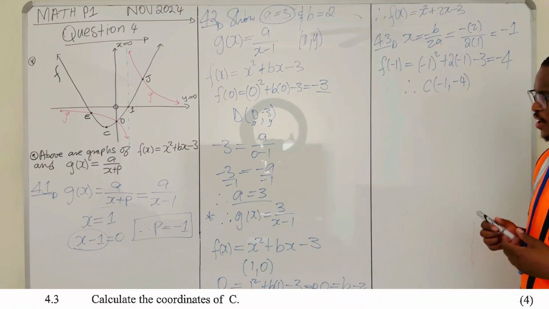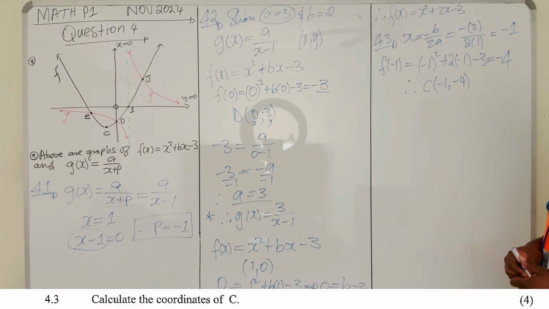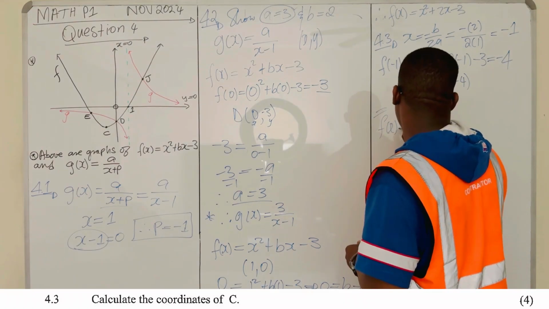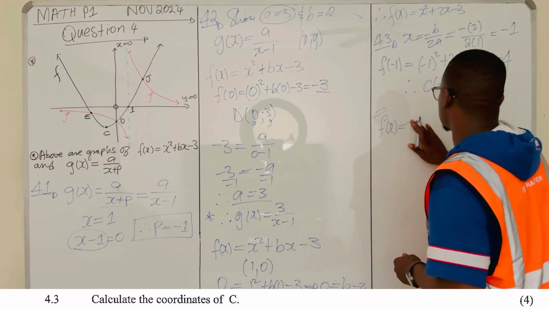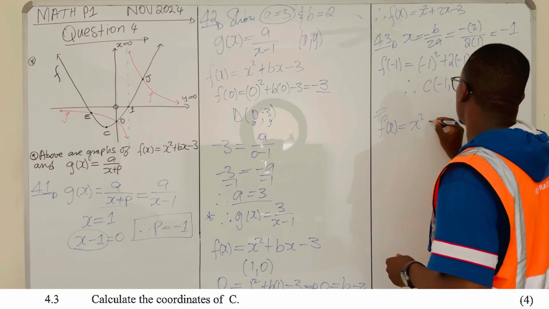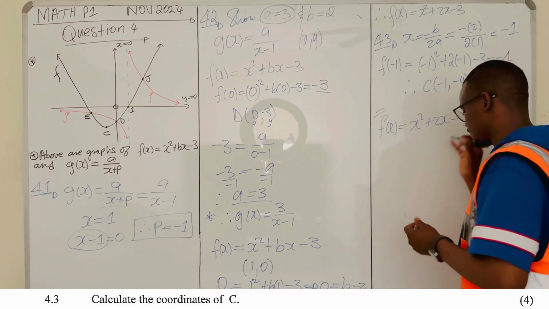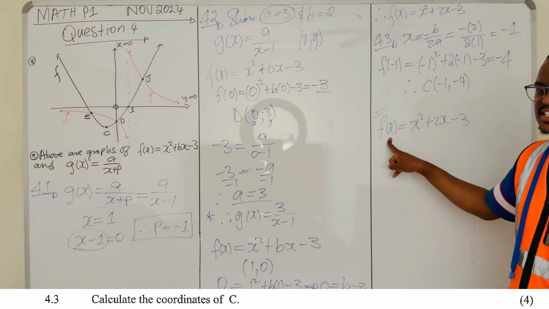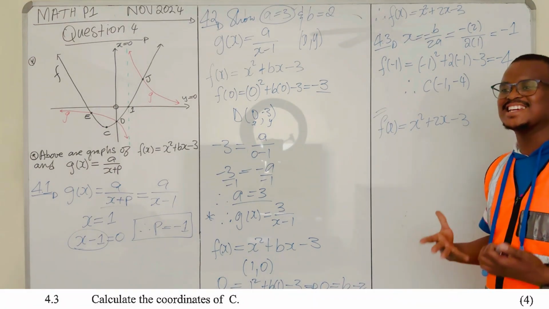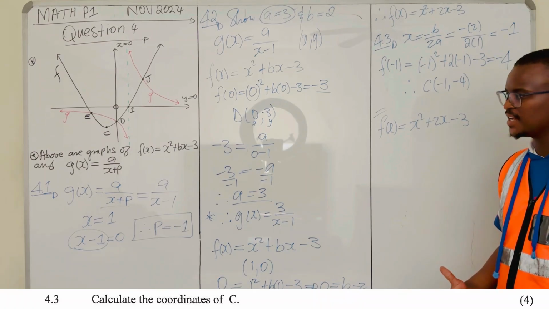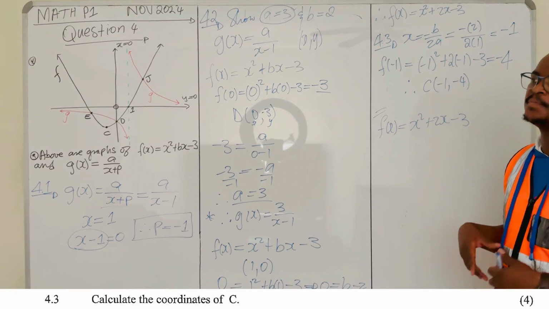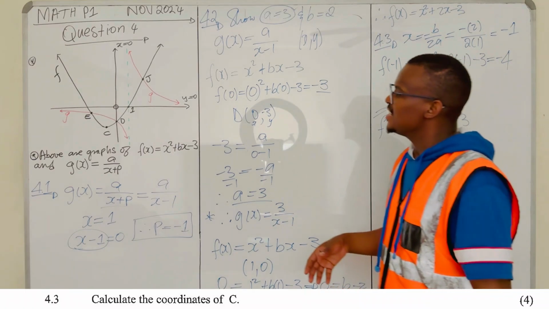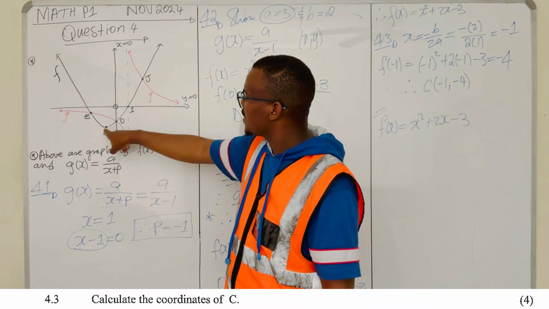Another way you can do this. You can say, okay, I have f of x here to be given by x squared plus 2x minus 3. Are you with me? So what we can do, if we derive this, the derivative gives us a gradient at a point. Are you with me? Yes. The derivative f prime at x is the gradient at a point x, right? We know the gradient at this point.